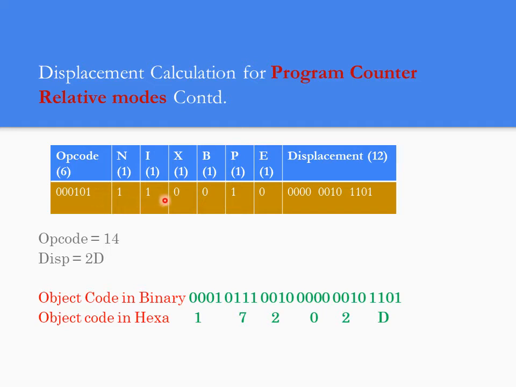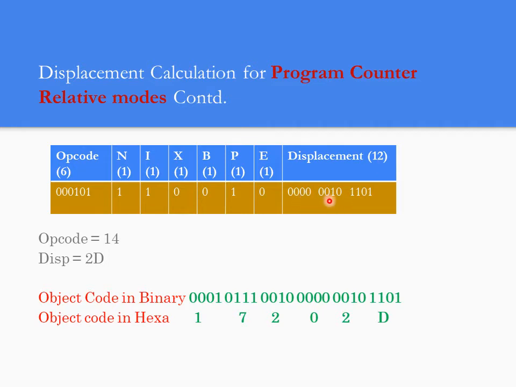Then the various fields, NIXBPE. So it's neither indirect nor immediate. That's why you have 1 1. Then index mode is not used. It is not base relative. It is PC relative. That's why you have a 1 bit here, and it is not format 4. Hence 0 in the E field. And finally, the displacement, which is 12 bits, you are storing the value 02D.